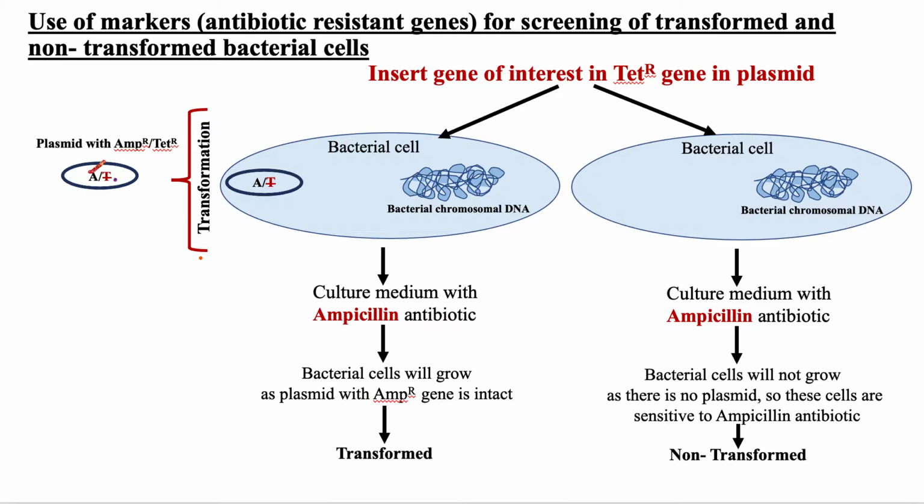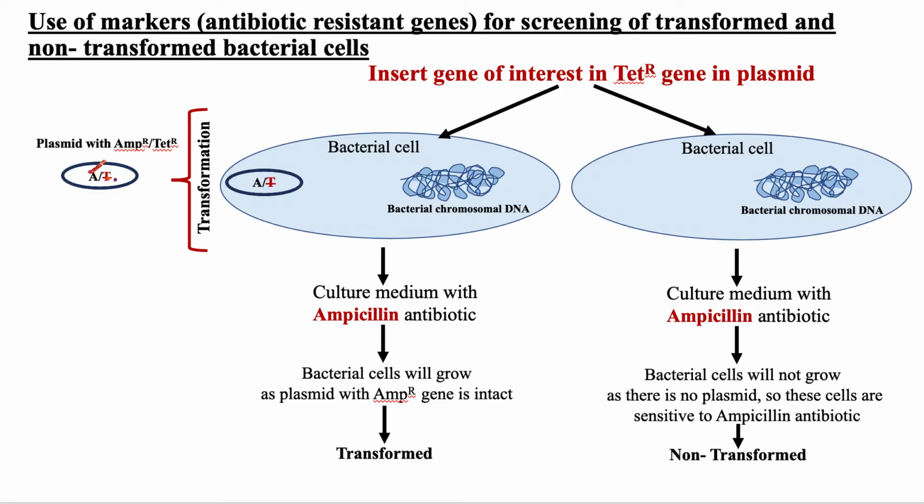So in the plasmid in which we make one antibiotic resistance gene inactive, those bacterial cells will not show resistance, so they will not be resistant to that particular antibiotic. For instance, in this case, if we insert our gene of interest in the tetracycline resistance gene, these bacterial cells, if they take up the plasmid through transformation, will not be resistant to tetracycline.